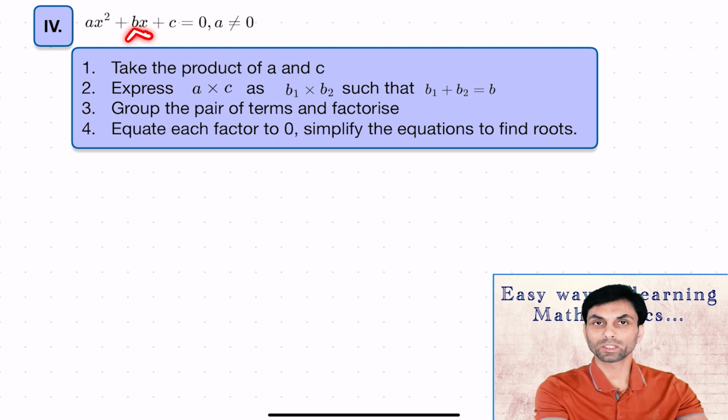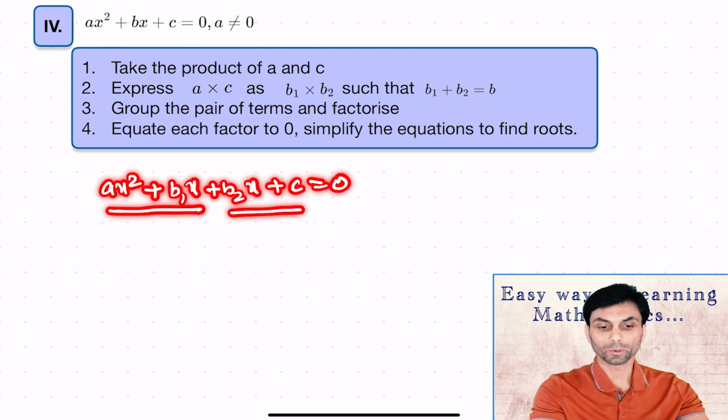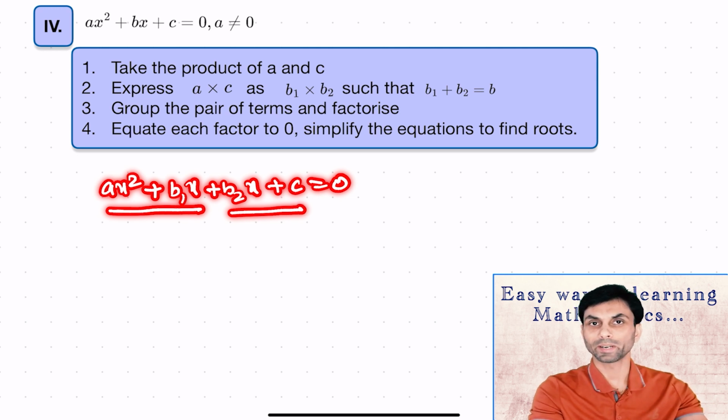Now taking two terms together, we will group and factorize. So in that case, what will happen? We'll get ax square plus b1x plus b2x plus c equals to 0. Now we'll take the group of two terms together. Then after taking common and factorizing, equate each factor to 0 in order to obtain the roots of the quadratic equation.